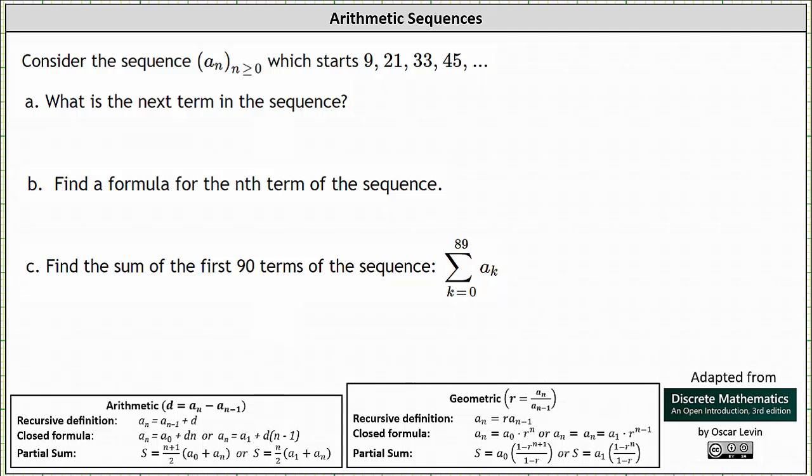Consider the sequence a sub n where n is greater than or equal to 0, which starts 9, 21, 33, 45, and so on. First, because we are given n is greater than or equal to 0, it's important to recognize that the first term is a sub 0, and therefore a sub 0 is equal to 9. And now analyzing the sequence, notice how the terms are increasing by 12.